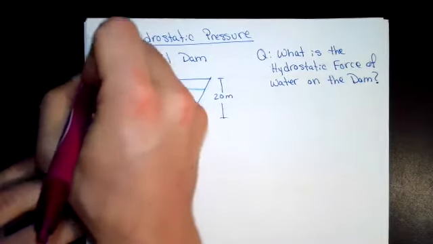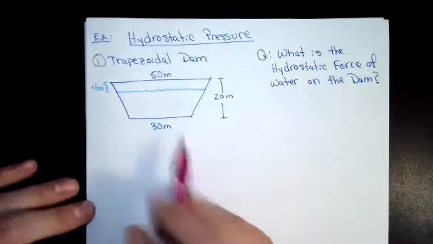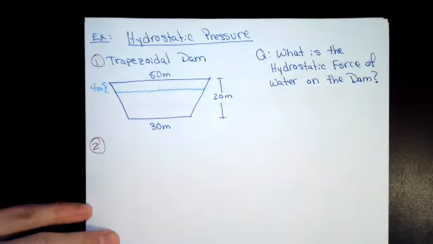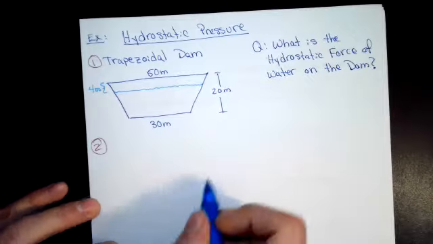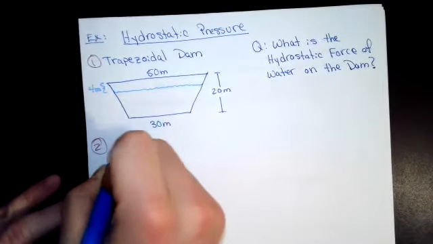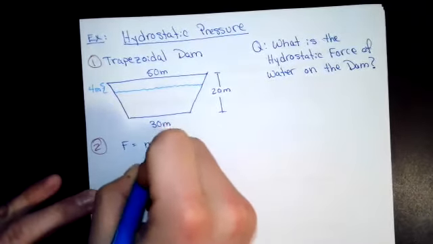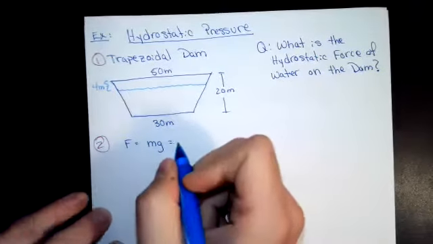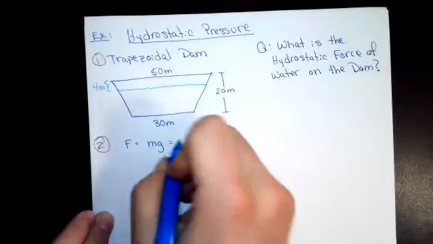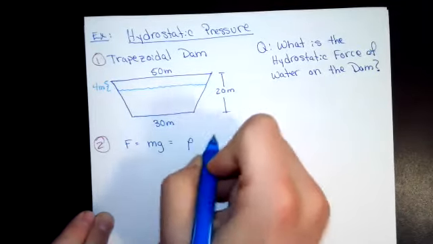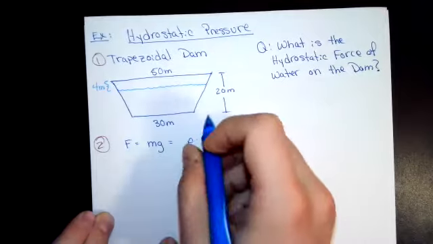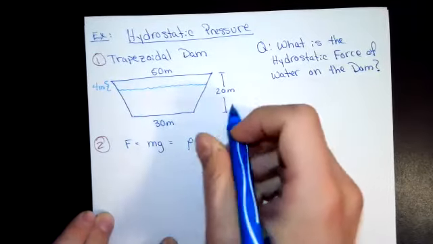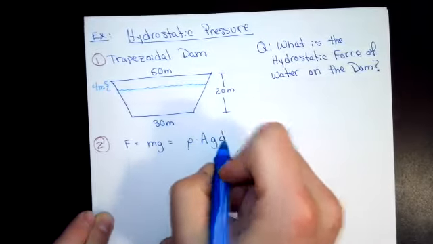So this is our picture. Relevant equations. So the force, in this case, is again mass times gravity, which is going to be the density times the area times gravity times the depth.